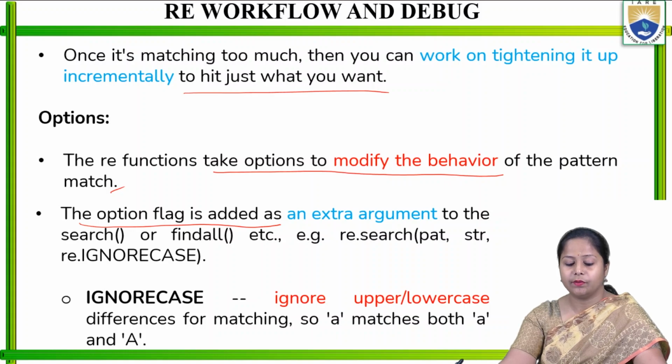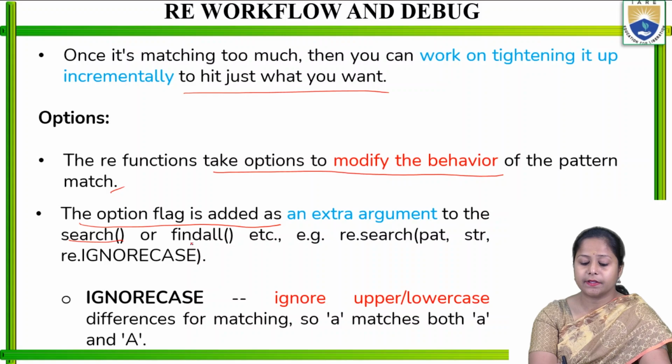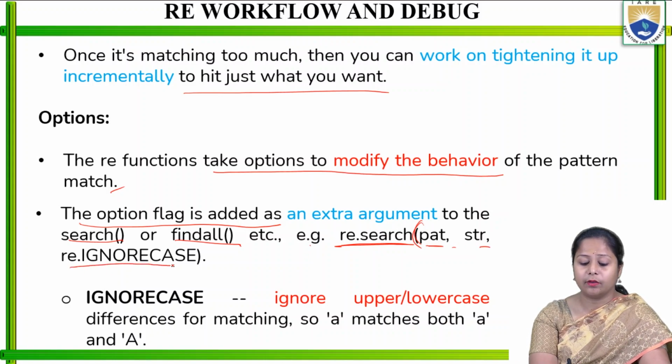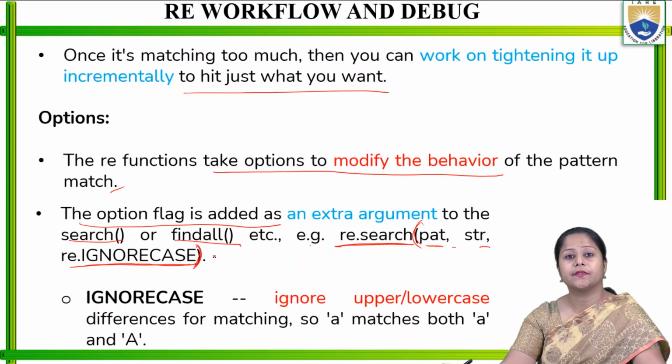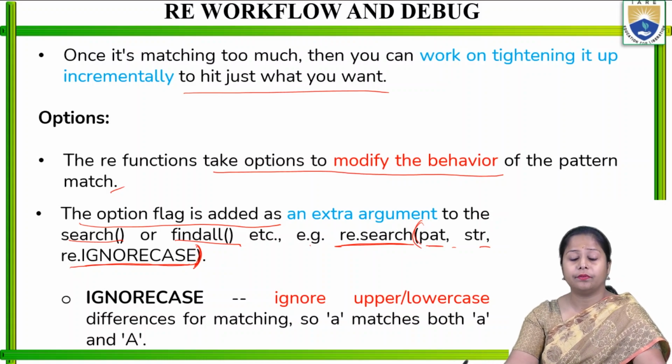So what are the flags that we will use? For the search function and findall function, we write re.search, and in small brackets we write pattern, comma, string, comma, re.IGNORECASE in capital letters, and then close the bracket. That is the extra thing we need to consider for whenever the pattern matches. So three types of cases are there.